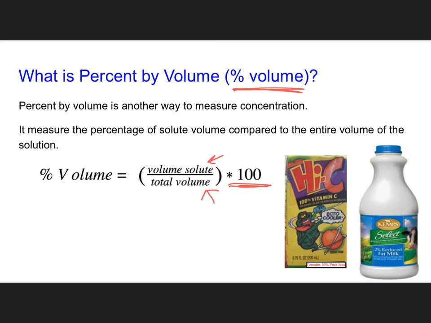And these examples on the right here, for our high C, it says contains 10% fruit juice, so that would mean the volume of fruit juice is the volume of the solute, which would go on top, and then overall the entire solution is our high C, which would be on the bottom here. Then we would multiply it by 100. Same thing with our reduced fat milk.